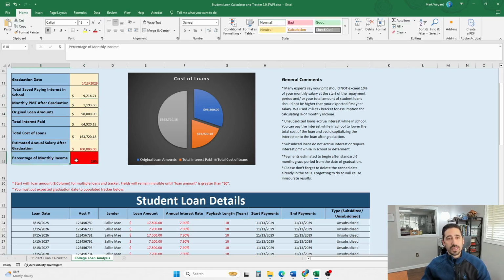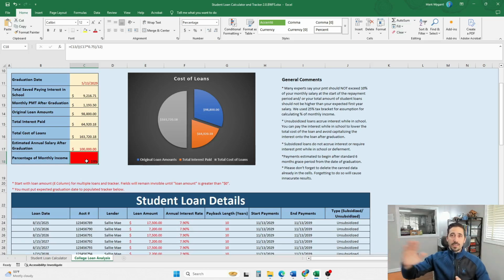This right here, percentage of monthly income. We talked about this at the beginning. I just want to touch on this again. Let's say you were actually using this to analyze your thoughts on your kid going to school for XY degree, or this school versus this school. That's how you can use this.